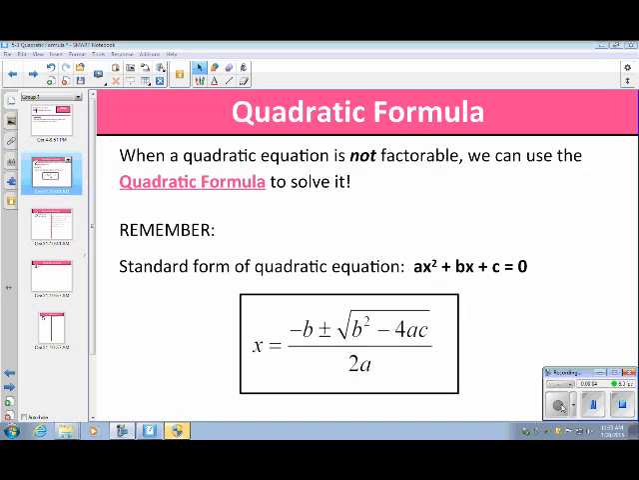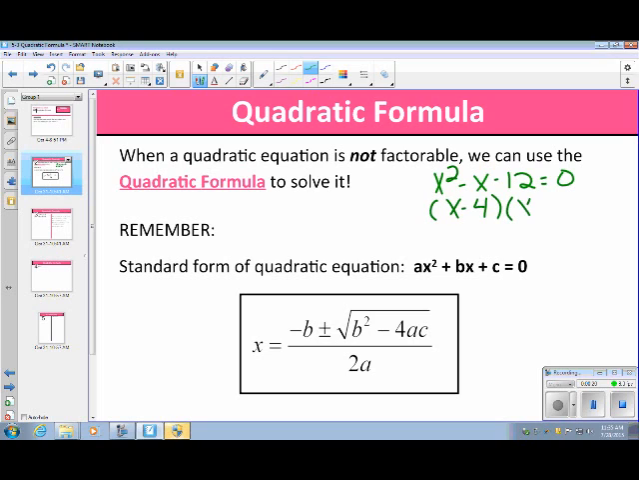We're going to talk about the quadratic formula today. Previously you had quadratic equations that were factorable. For example, x squared minus x minus 12 equals 0. We can factor this. We look for two numbers that multiply to negative 12 and add to negative 1. So x minus 4 and x plus 3. So the roots of this quadratic equation are x equals 4 and x equals negative 3.